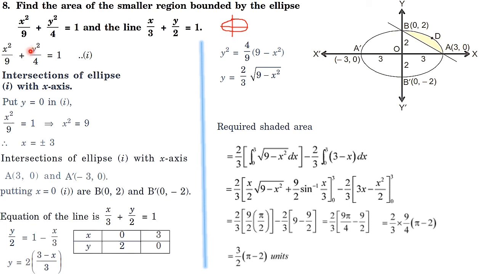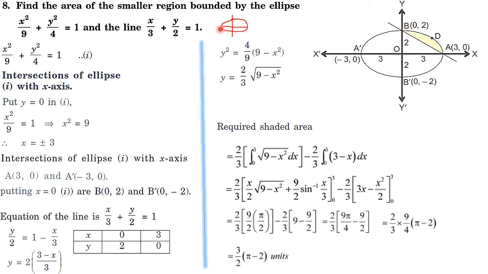What will happen? This term will be 0. So x square by 9 is equal to 1, so x square equals 9. Then x is equal to plus or minus 3 will be coming, means two values: x is equal to plus 3 and x is equal to minus 3. Minus 3 comes here, plus 3 comes here.